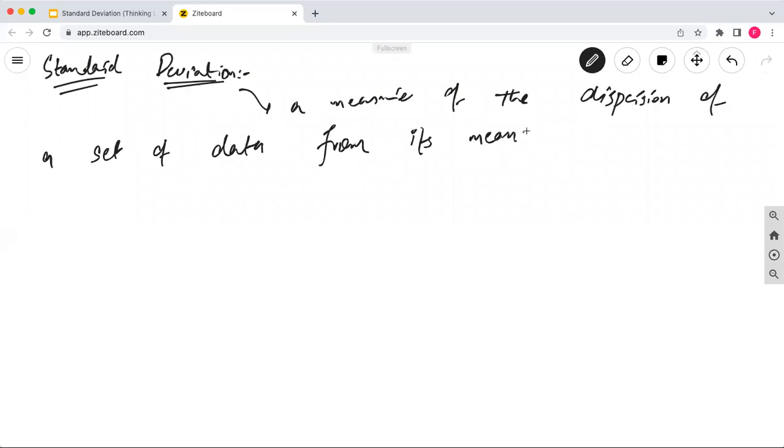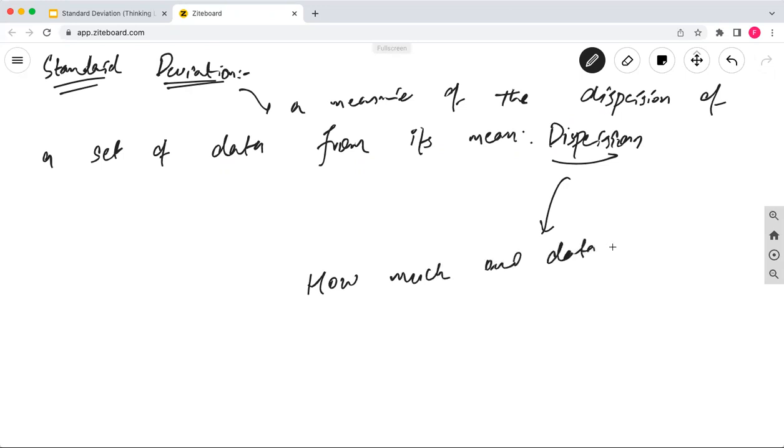So what exactly is dispersion? That dispersion tells us how much our data is spread out. Basically, standard deviation tells us how much our data is spread out, how much data is stretched.